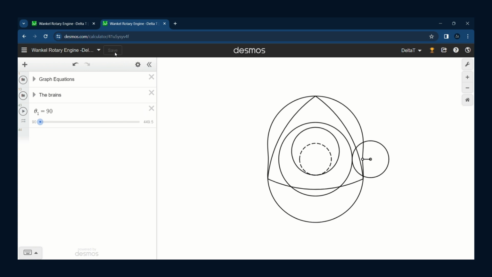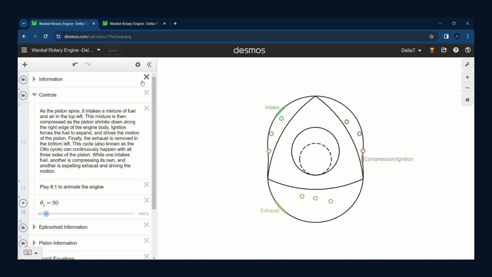Sometimes I make stuff in Desmos and I forget how it works the next day, so it's fun to revisit this and work out how it works. And I hope you think it's interesting, and I hope you go to this graph and play around with it because it's cool. So thank you.